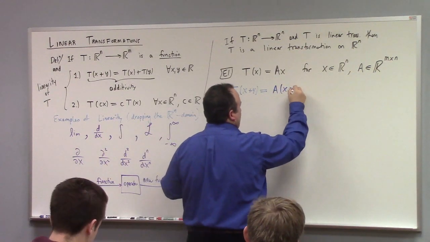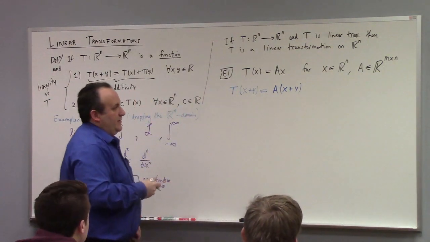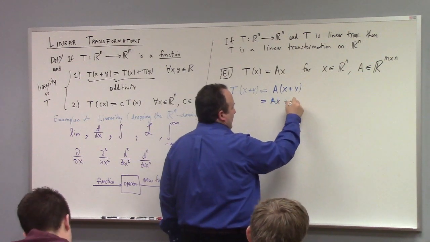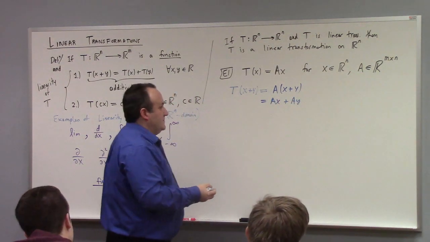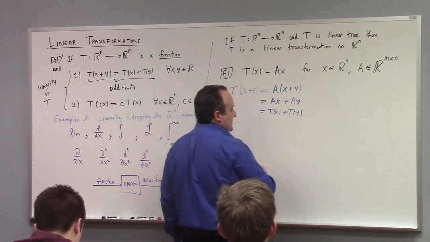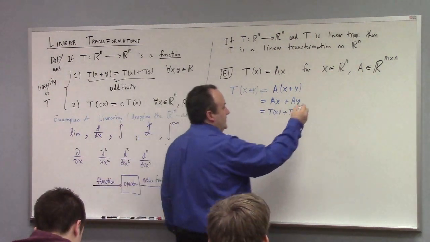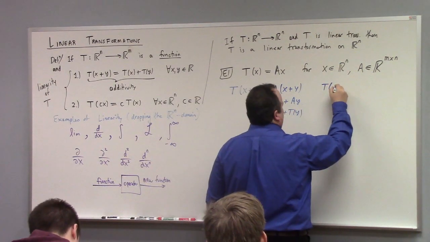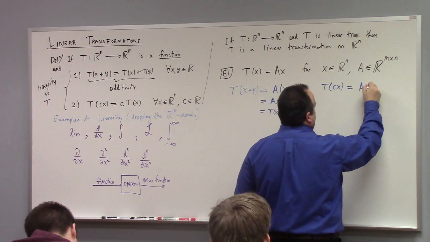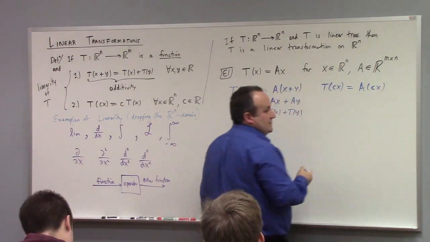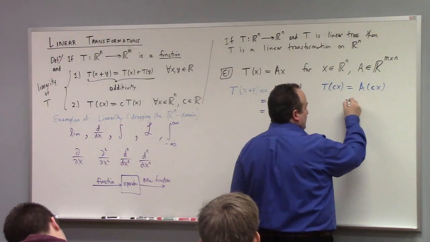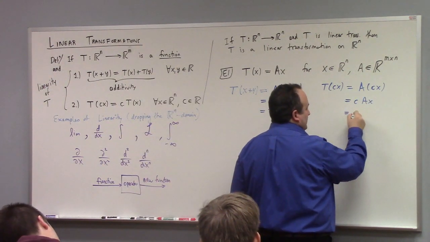That's good. A of x plus y. And then by properties of matrix multiplication, we have Ax plus Ay, right? Which is, by definition, T of x plus T of y. Yay, we have additivity. How about homogeneity, or the pull the scalar out property? I'm going to call it homogeneity. So A times cx, like that, and then by properties of matrix multiplication, pull the scalar multiplication out, which is what?